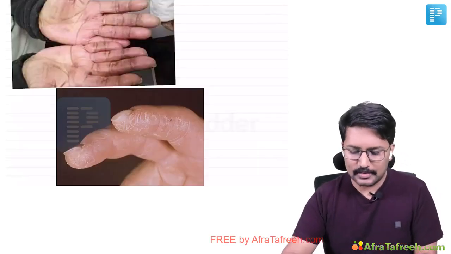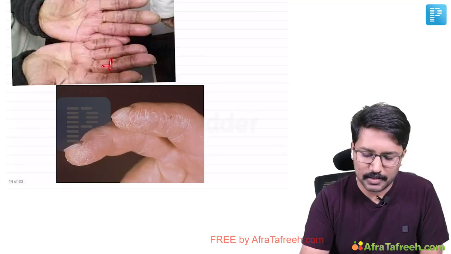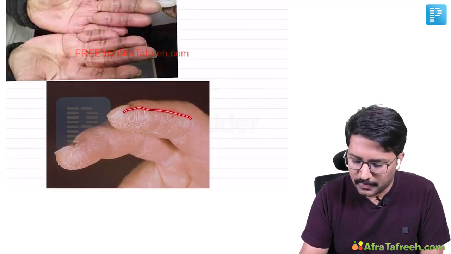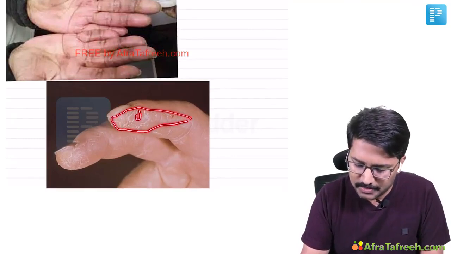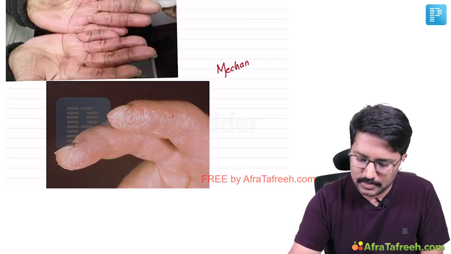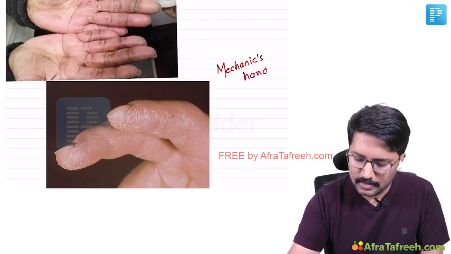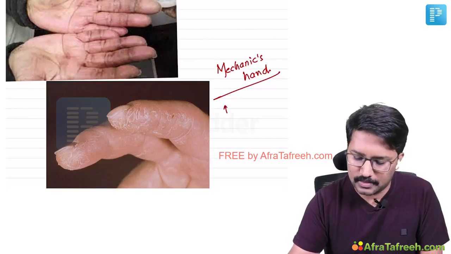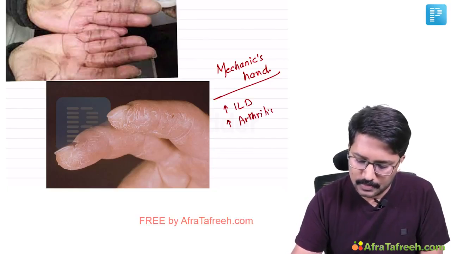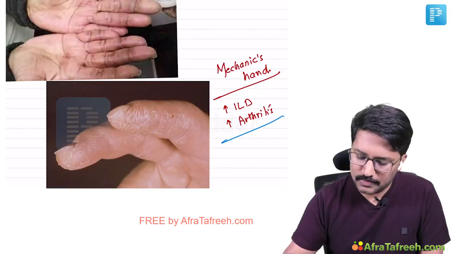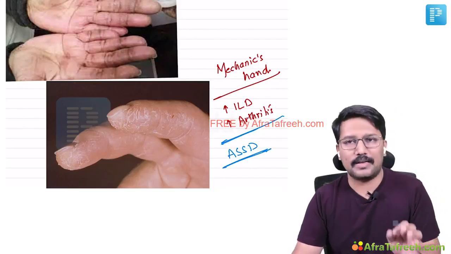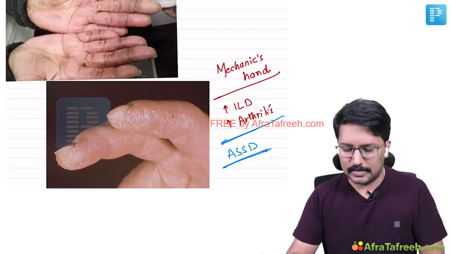Now let us look at this next image. What we see here is on the volar aspect, you might have seen that there is some degree of fissuring present, but most characteristically look at the lateral aspect. There is some scaling and fissuring, right? You can appreciate fissuring here and there is scaling. This is what we call mechanic's hand, right? Now, mechanic's hand correlates with what? It correlates with the increased risk of interstitial lung disease. It correlates with the increased risk of arthritis, right? And a little more precisely, it correlates with anti-synthetase syndrome, right? So it correlates with the presence of the anti-synthetase antibodies. Okay, this is mechanic's hand.